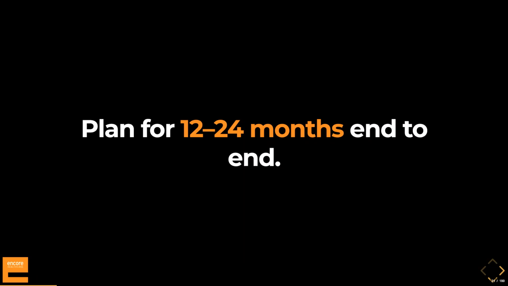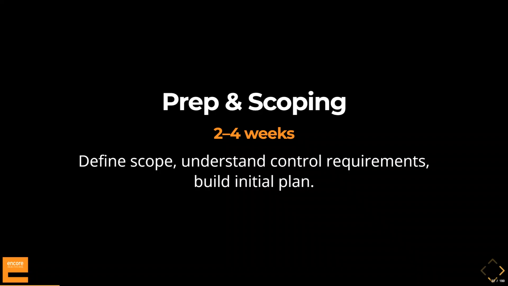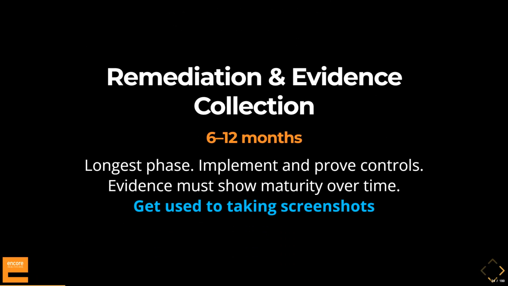For HITRUST, you have to plan for 1 to 2 years to go through the entire process and get that certification. Just to prepare, do the scoping, and understand the requirements is 2 to 4 weeks. Taking that readiness assessment, those 54 controls, was 2 to 3 months for us. The remediation and evidence collection, so if we didn't have everything ready for those 54 controls, we had to fix it and tweak it, and then go through evidence collection.